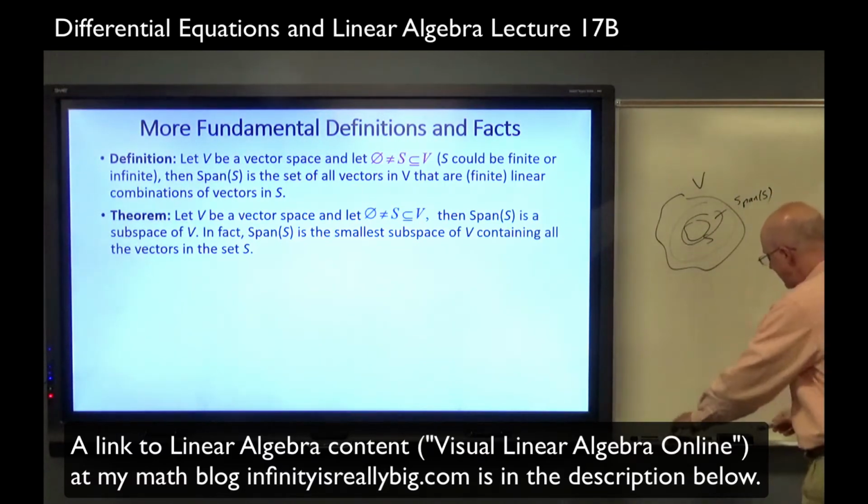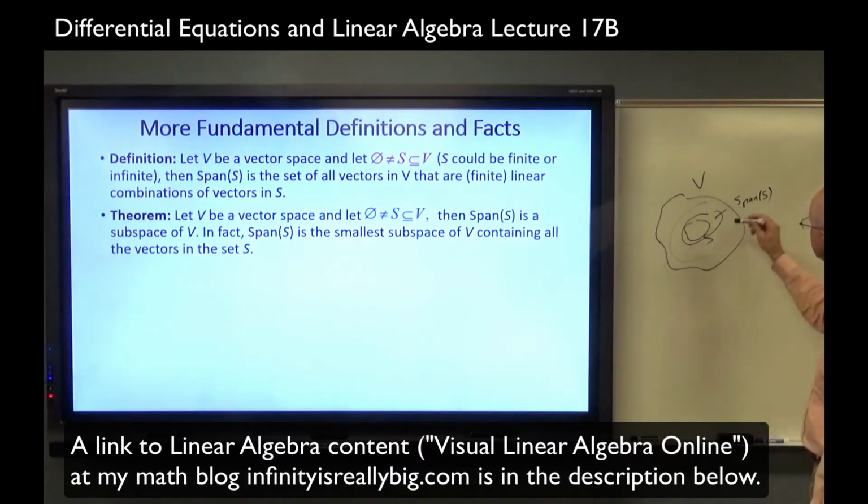The span of S can be thought of as the smallest subspace of V, so this bigger black circle is a subspace of V containing all the vectors in S. In other words, if you had a subspace of V that contained everything in S that was not equal to the span, it would be literally bigger. The span of S would be inside the blue oval. It's worth remembering.